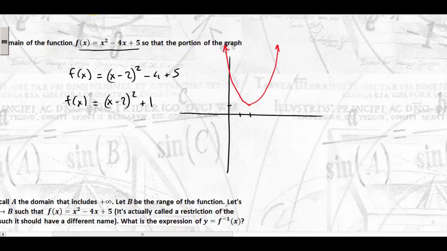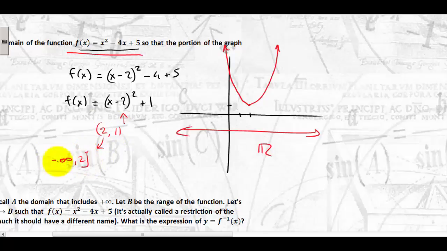There is a way, though, to restrict the domain. Here, the domain is all real numbers, right? There's no problem. This function is defined for every real number. I can restrict my domain, though, and I don't have to graph anything, I see that from my vertex. The vertex is (2, 1). Therefore, I could restrict the domain either from negative infinity to 2, or I can restrict it from 2 to infinity. What does it mean?